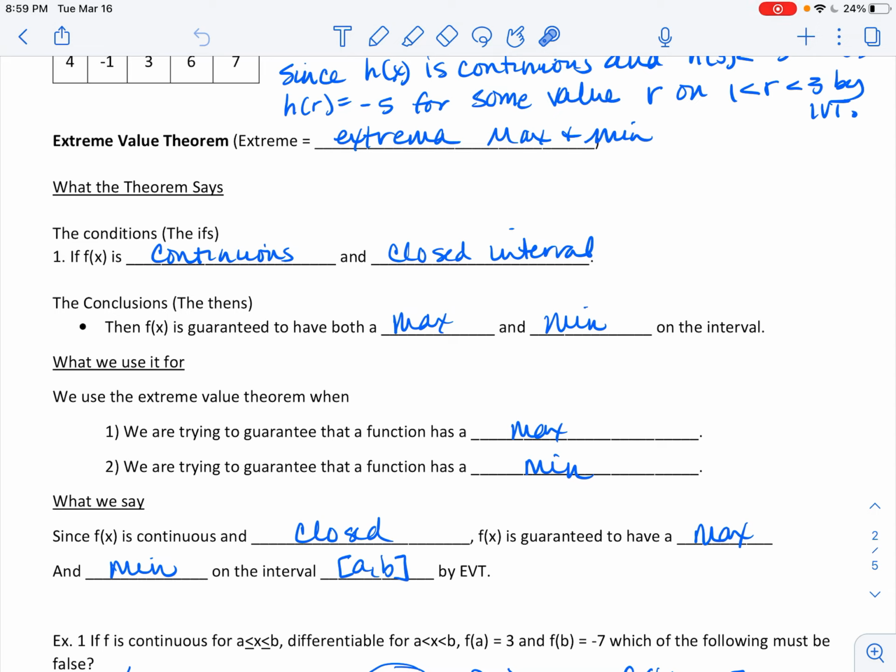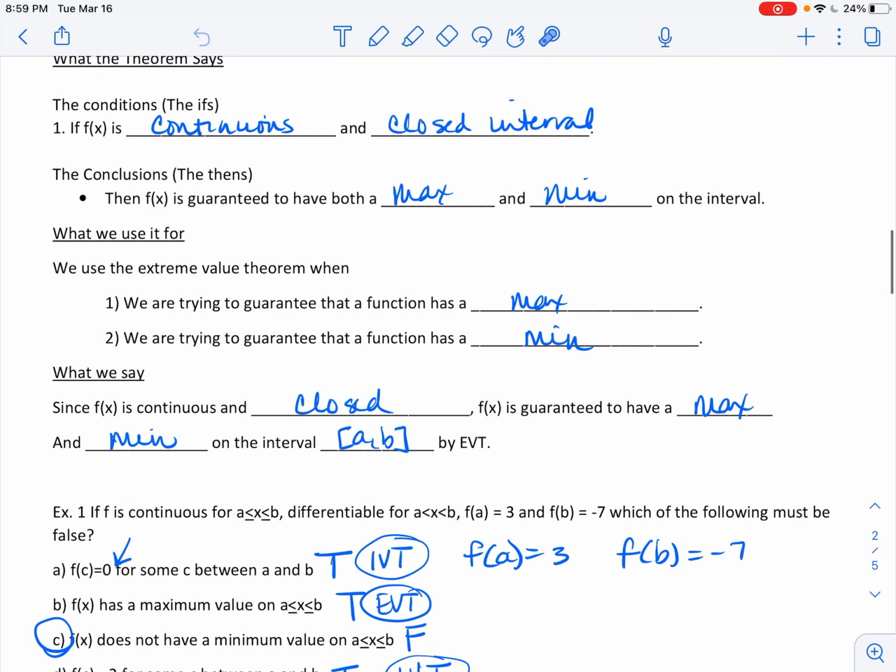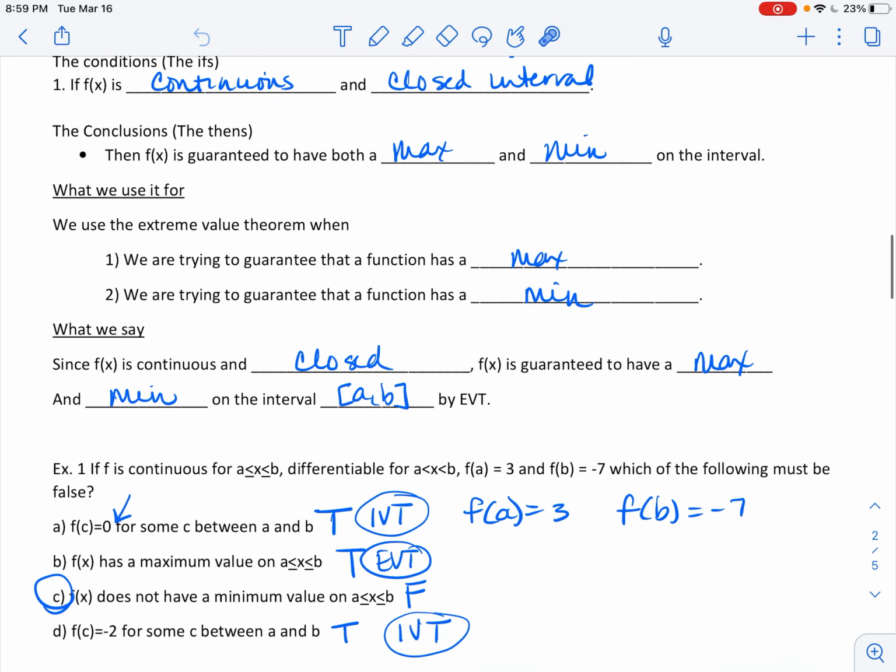What do we use it for? When we're trying to guarantee the function has a max or a minimum value. And what do we say? Since f of x is continuous and the interval is closed, f of x is guaranteed to have a max and a minimum on the interval a to b by the extreme value theorem.